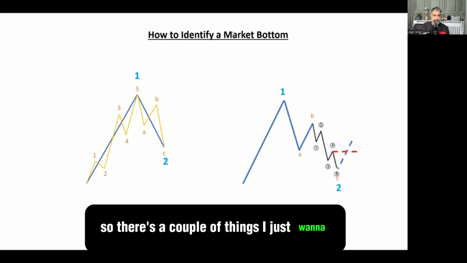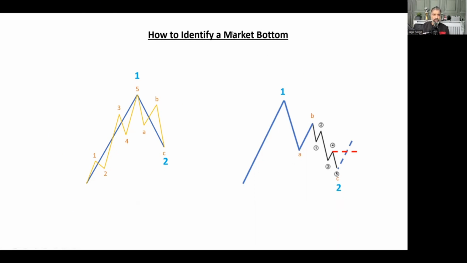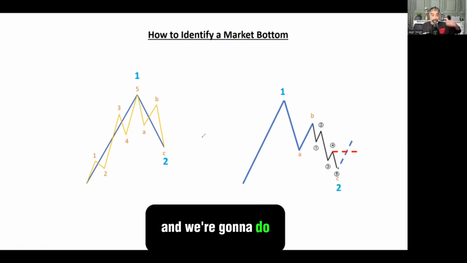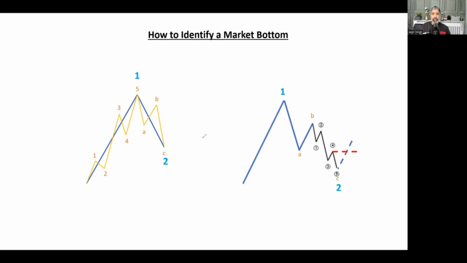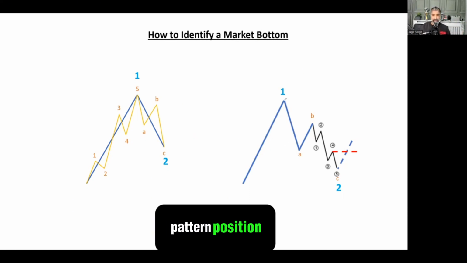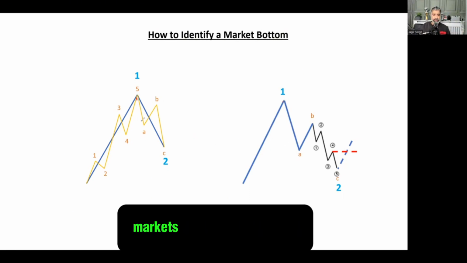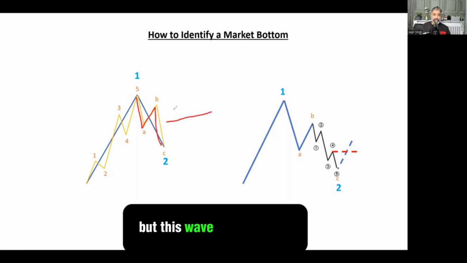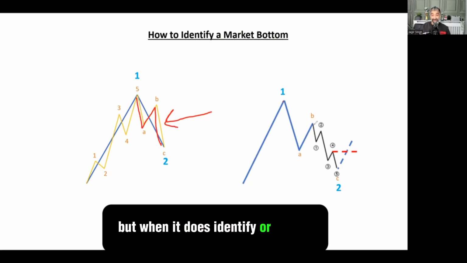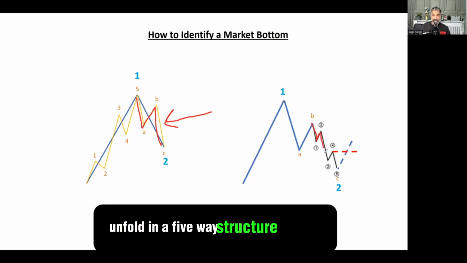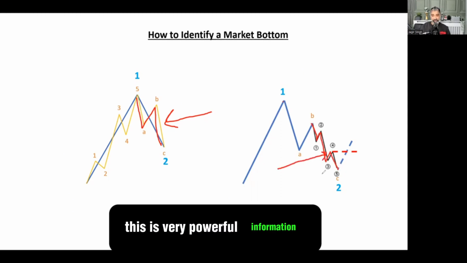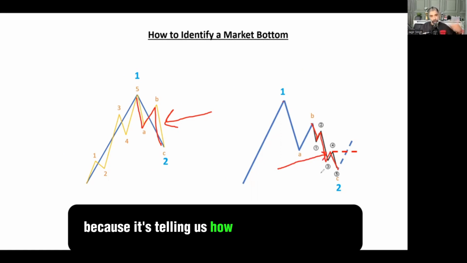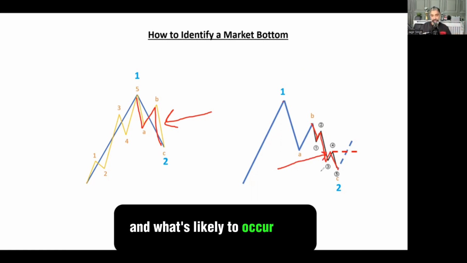There's a couple of things I just want to elaborate on here to really drum this point home. And we're going to go into Ethereum in just a second to do a live version of this. What we want to know is, first of all, pattern position. We want to know that typically markets move in these 3s, but this wave C, not always, but when it does clearly unfold in a 5-wave structure like this, we want to really leverage this information. This is very powerful information because it's telling us how the crowd is feeling and what's likely to occur next.